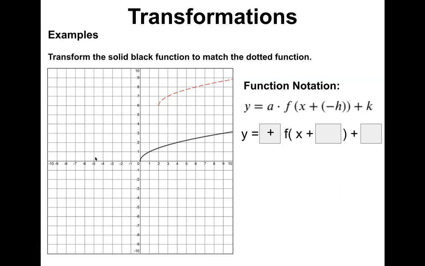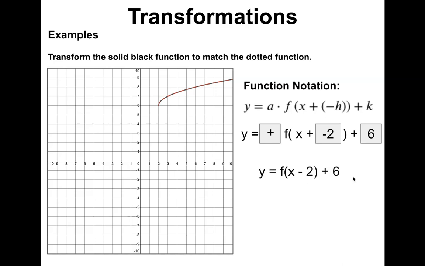Our h value is that horizontal movement, and it looks like it goes 1, 2 to the right, but we're going to put the opposite, meaning a -2. Always be careful with that h that you use the opposite. Our k value will count 3, 6 up, so that will be +6, and you use the exact value for the k movement. So it does line up.